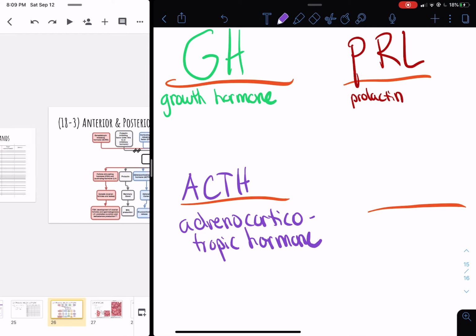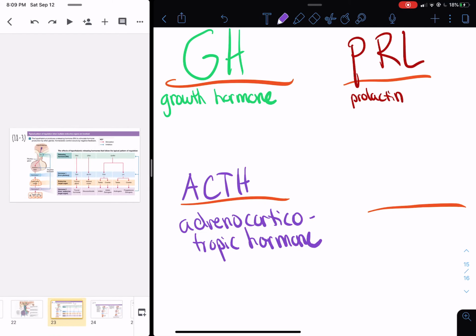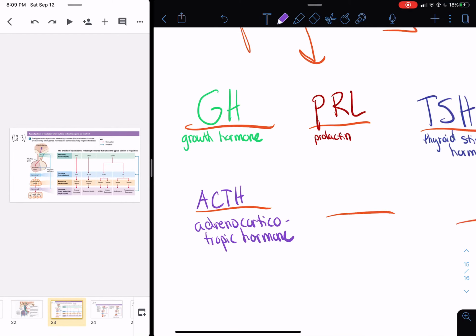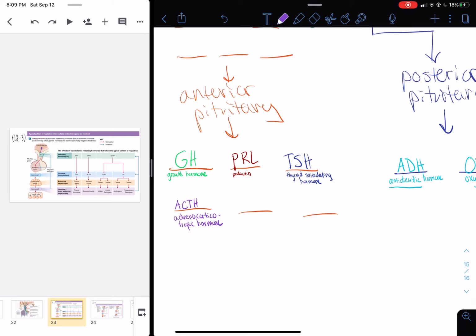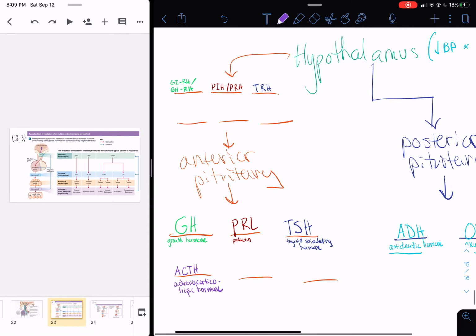This will go to the adrenal cortex of the adrenal glands and produce cortisol, which is in response to stress. And in order for the anterior pituitary to release ACTH, the hypothalamus has to release corticotropin-releasing hormone, CRH.